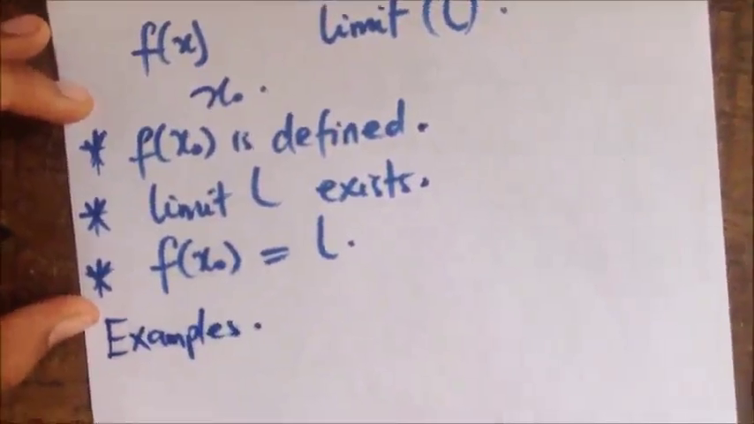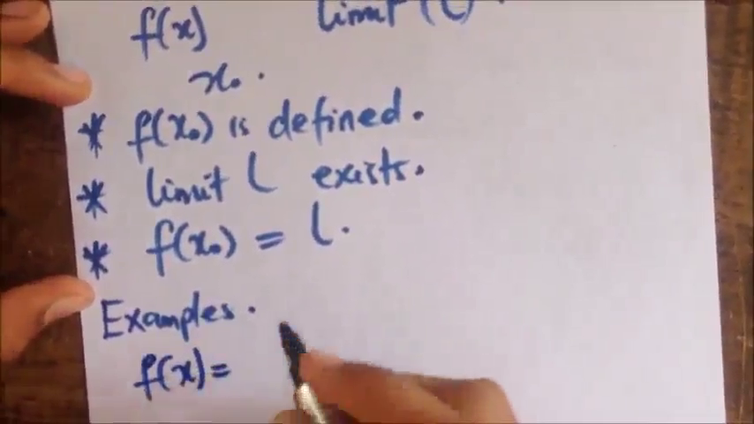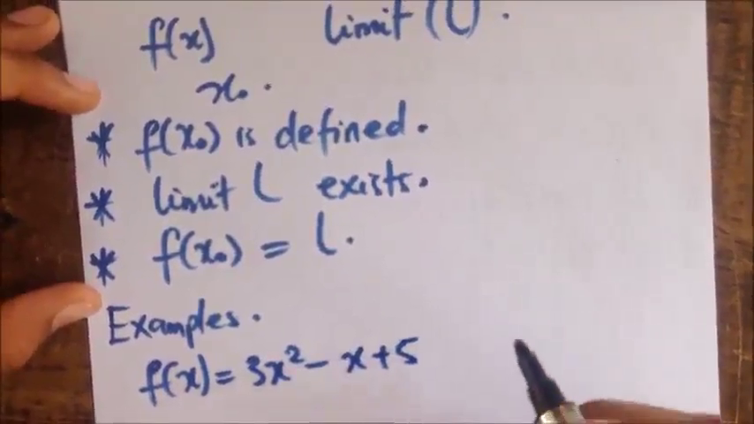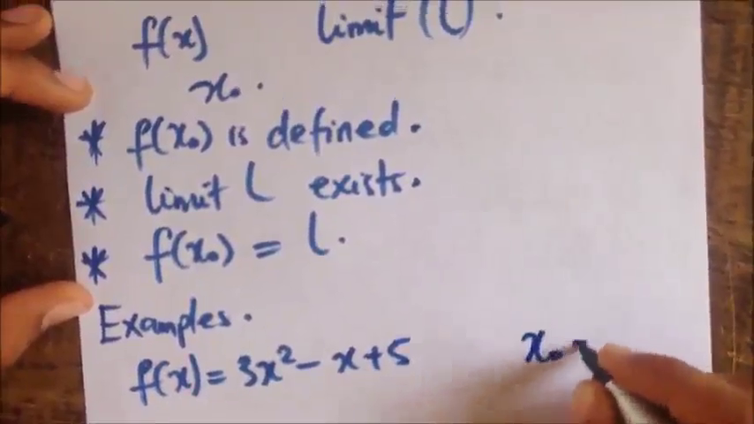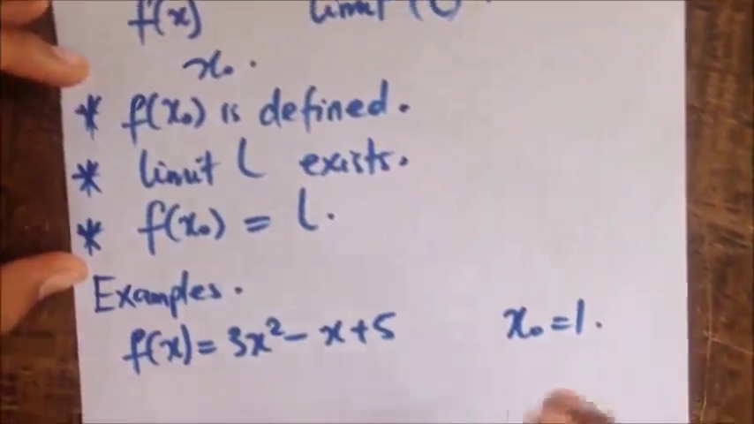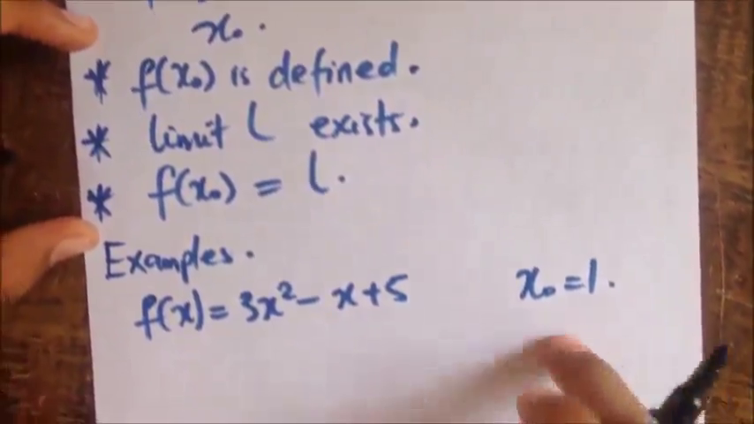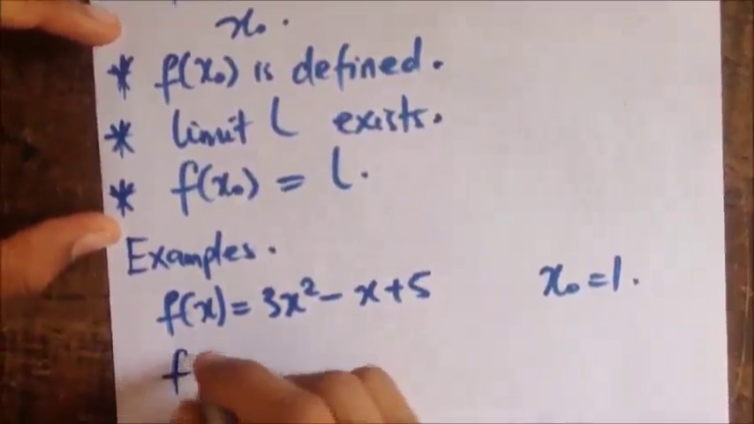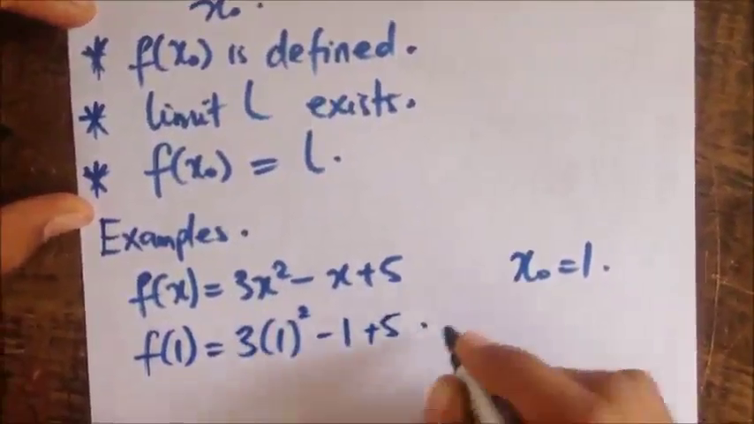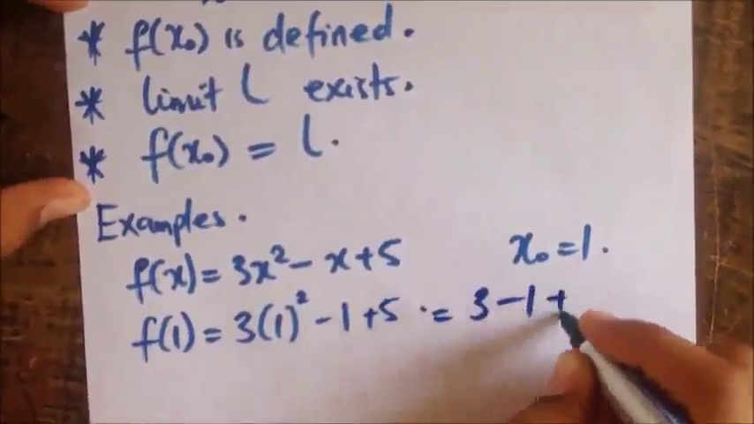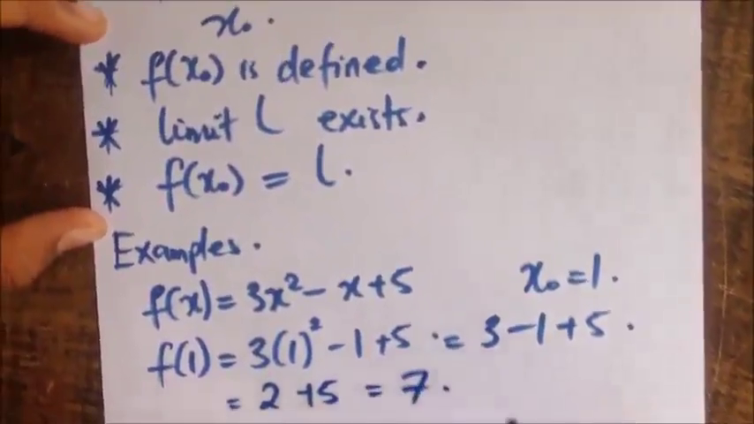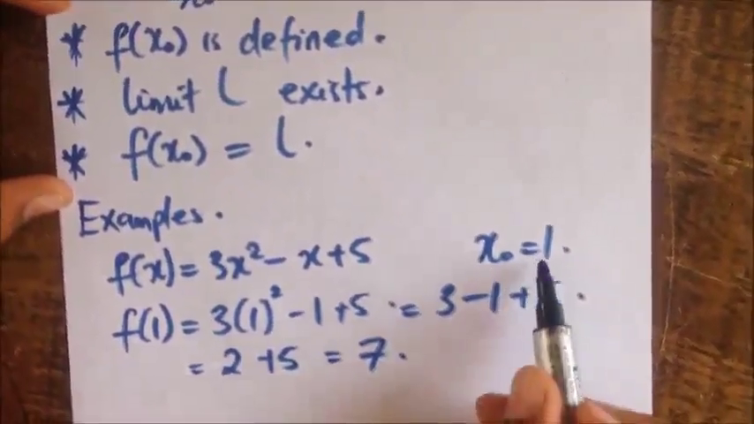So my first example is, given f of x equals 3x squared minus x plus 5, I'm to show f of x is continuous at x0, and my x0 now is 1. So first we said f of x0 should be defined. So I look for it. F of 1 is equal to 3 times 1 squared minus 1 plus 5, which is just 3 minus 1 plus 5. 3 minus 1 is 2, plus 5 is 7. So my f of 1, my f of x0, is 7.